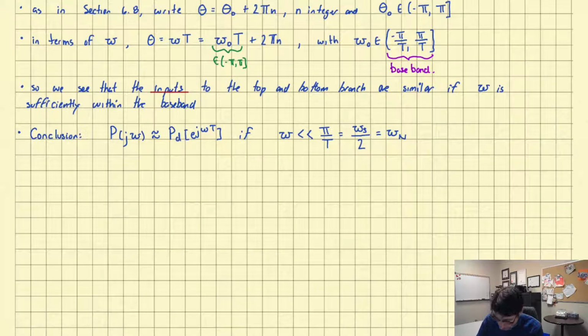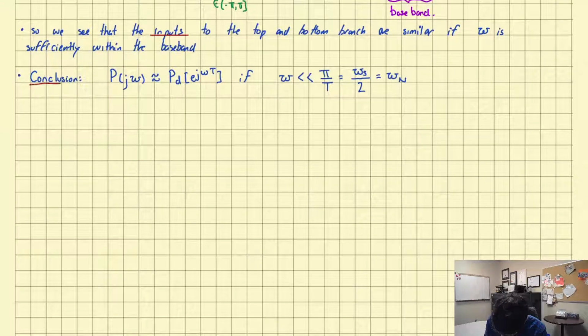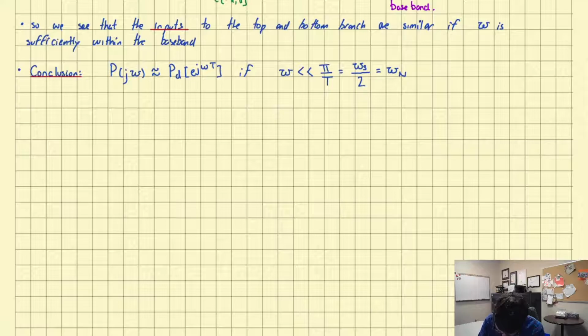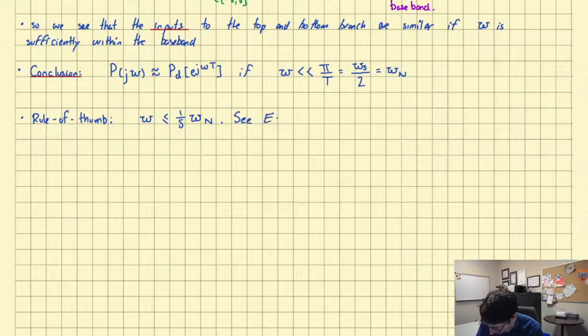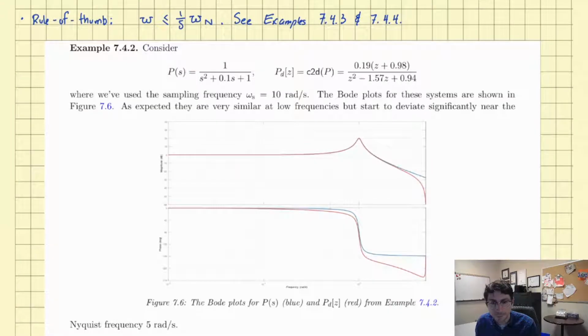What does much, much smaller mean? The rule of thumb is that omega should be less than or equal to 1/5 the Nyquist frequency. Okay. And you should take a look at examples 7.4.3 and 7.4.4 of the notes. Okay, so, and I also want to show you this example, 7.4.2, quickly.